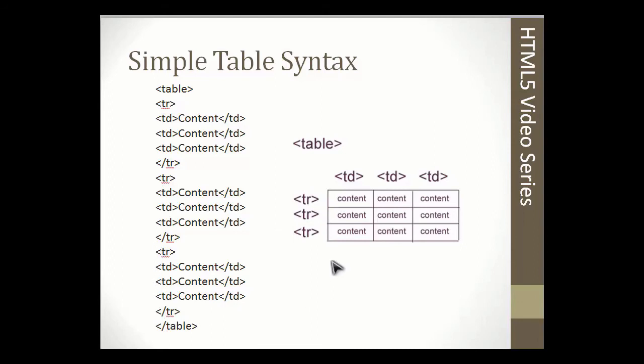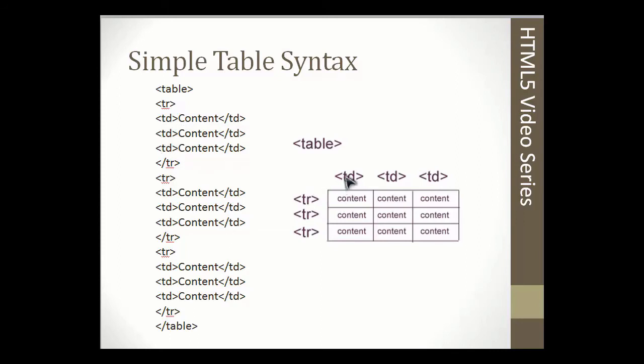So you'll see at the top we have the opening table tag and the closing table tag at the bottom, and in between there we have some TR tags, which is table row. Okay, now we have 3 sets of table row tags. I apologize for this being off center. It's just a quick representation.